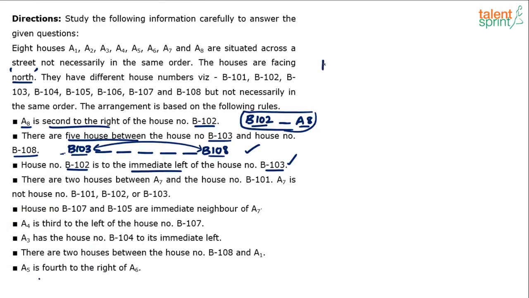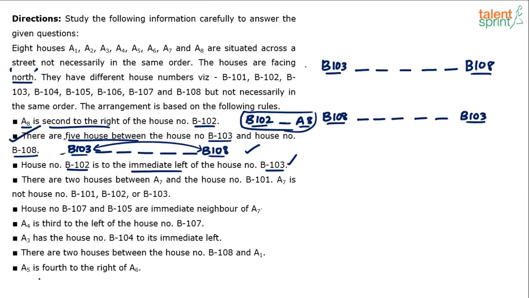So B103, in between there are 5 positions, 1, 2, 3, 4, 5 and B108. I'll duplicate this. What is the other possibility? B108, 1, 2, 3, 4, 5 and B103. Getting it? This is case number 1 and this is case number 2. We have satisfied the second point. There are 5 houses between 103 and 108, right? So both the possibilities have been considered.